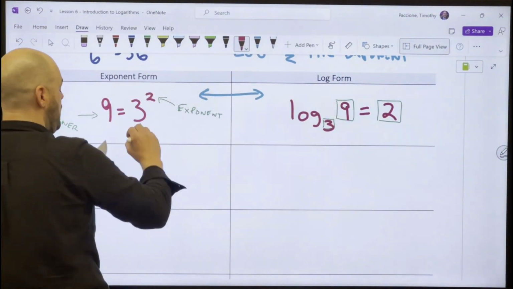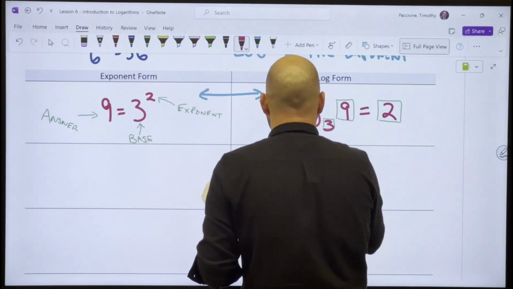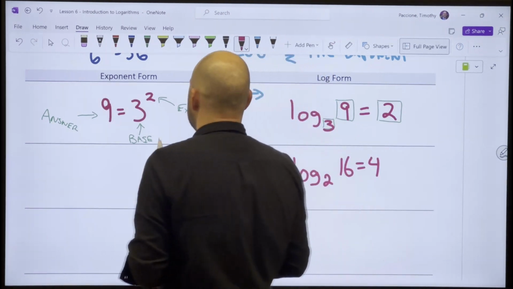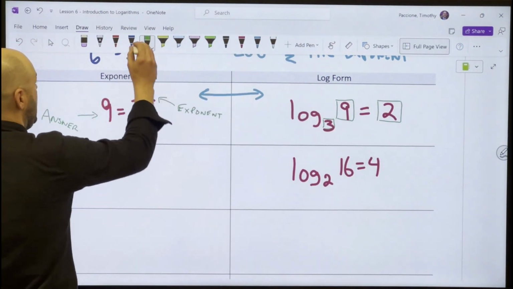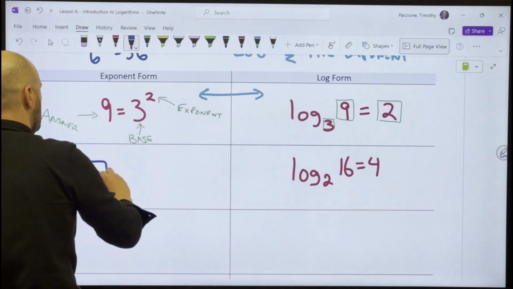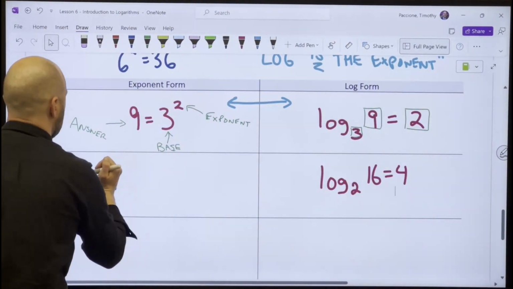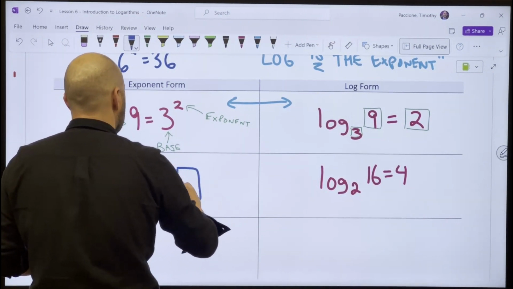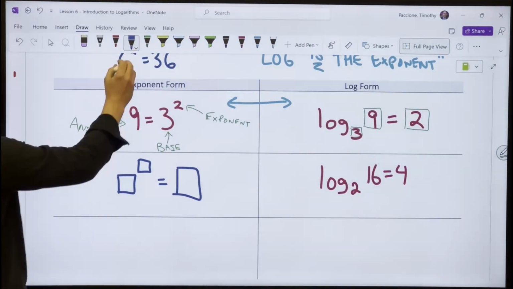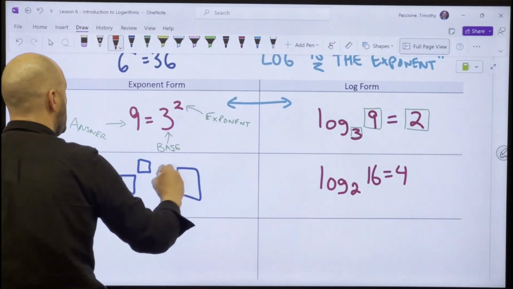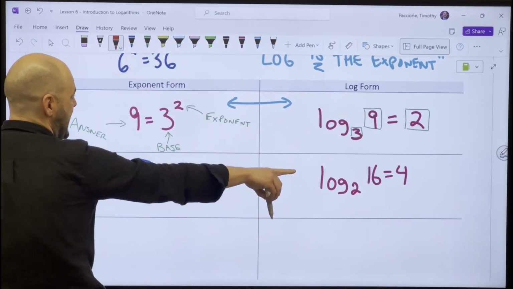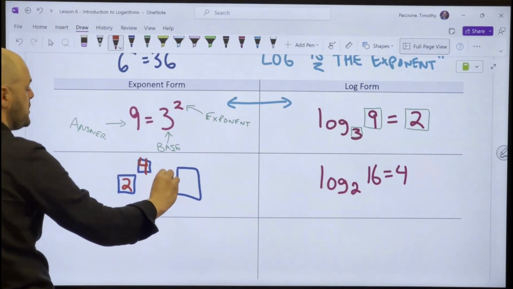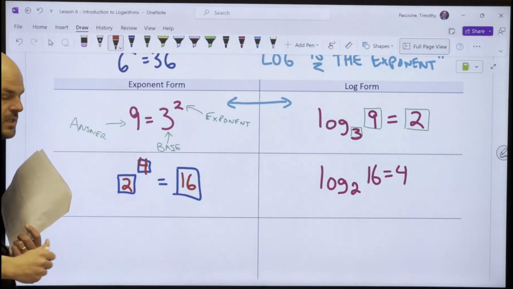Now, what if you went the other way? What if you were like, okay, I have log base 2 of 16 equals 4. Well, now you would say, okay, I need a base to an exponent equals an answer. What's in the base spot over there? 2. What's in the exponent position? 4. And what's in the answer position? 16. 2 to the 4th is 16.